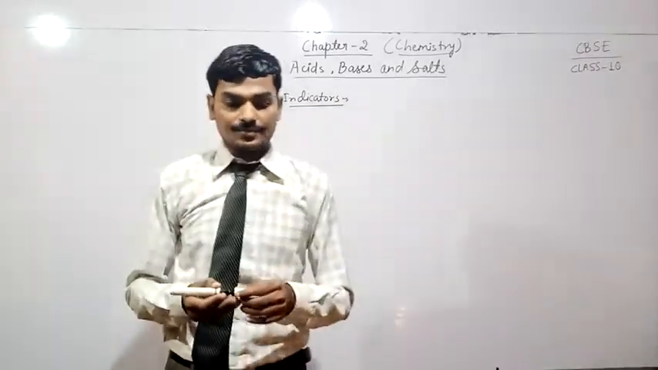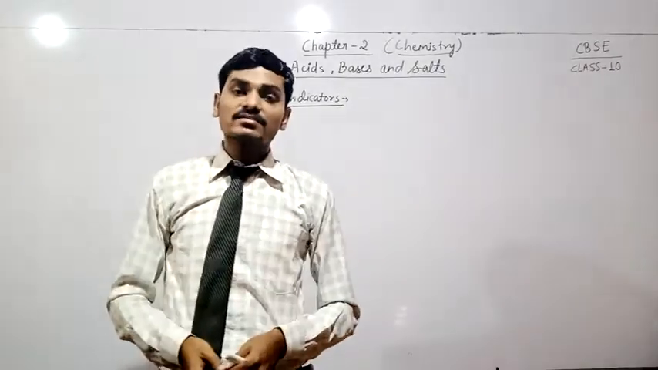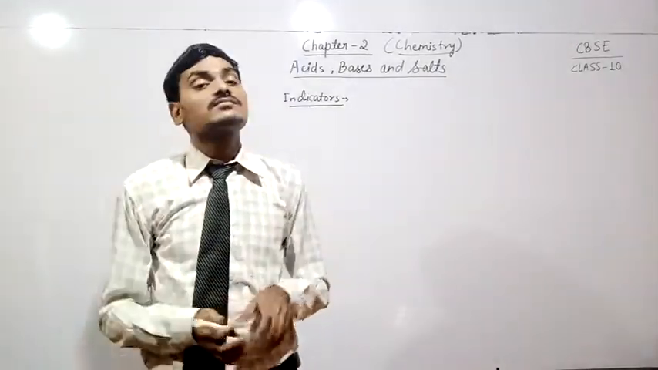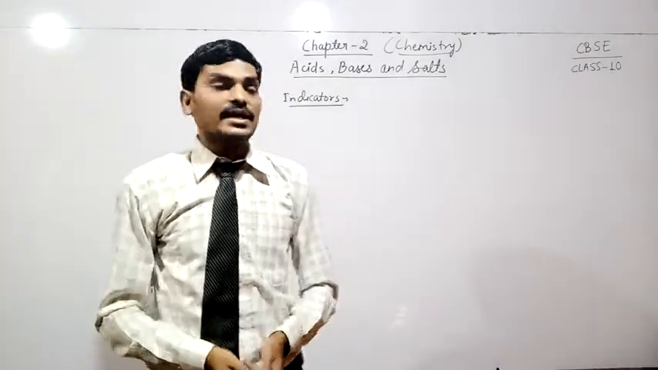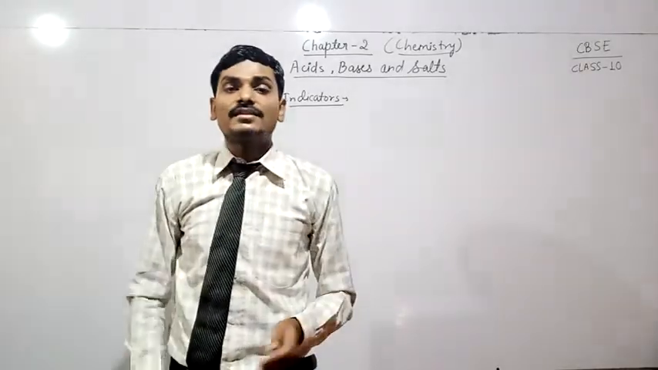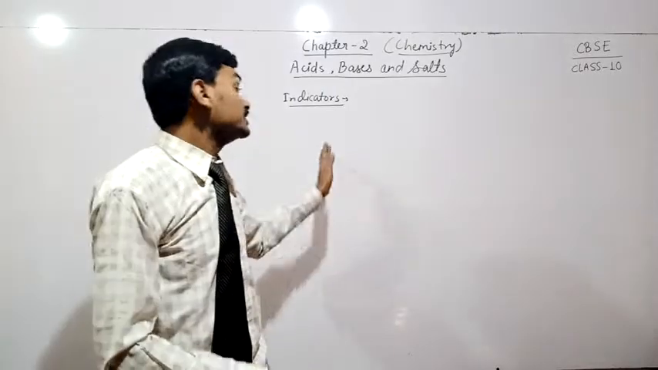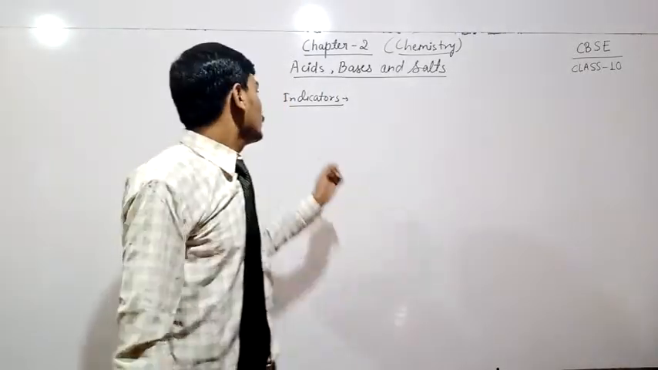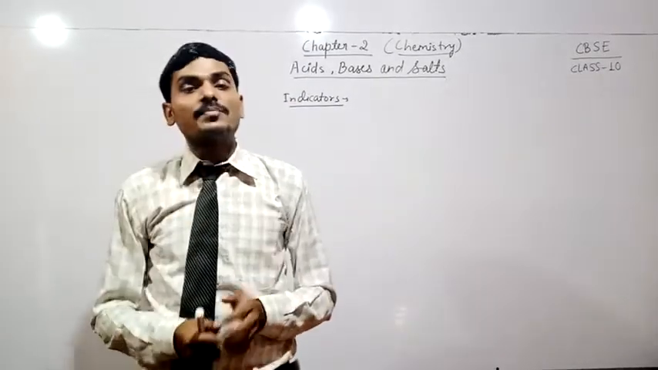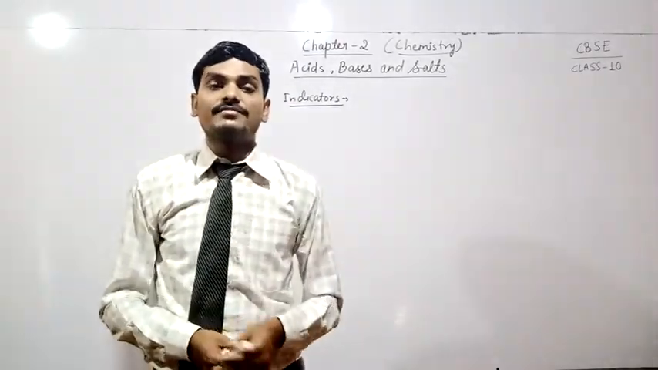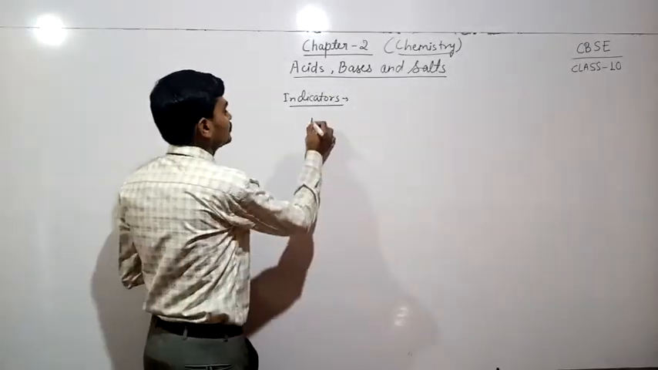What is an indicator? An indicator is a chemical substance which changes its color in the presence of acid or bases. That is, it indicates to us whether the given chemical compound is an acid or a base by changing its color. In our chemistry lab there are mainly three types of indicators: litmus, methyl orange and phenolphthalein.